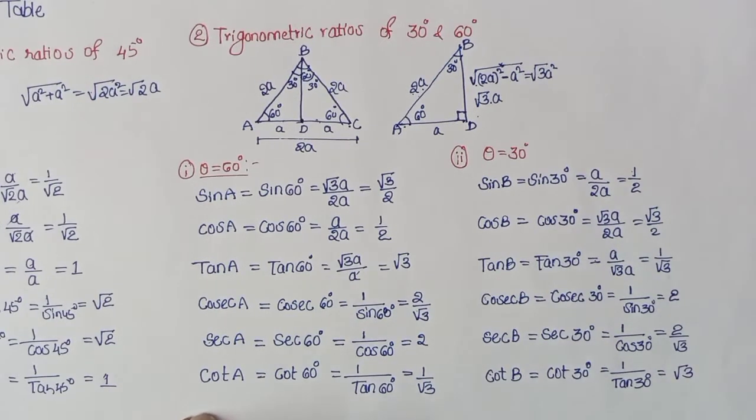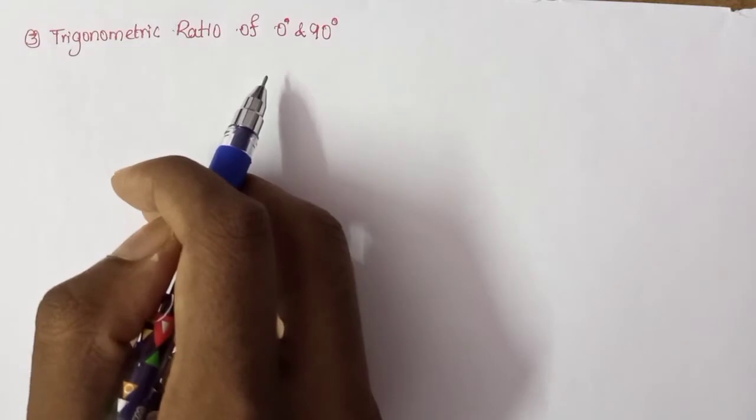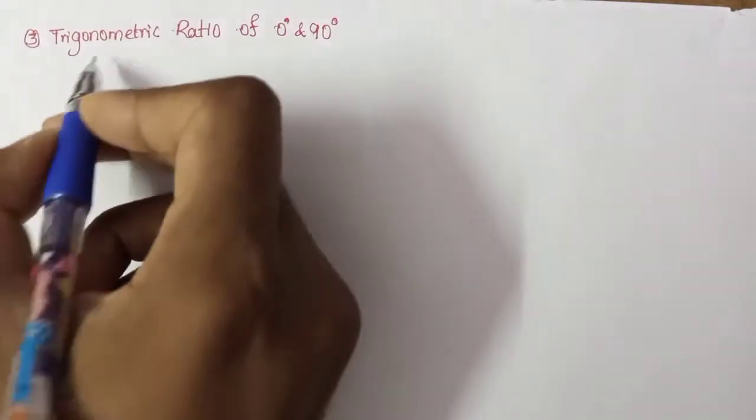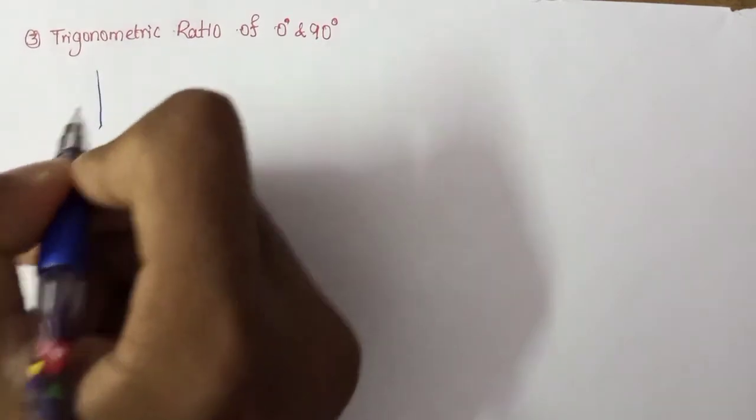And the remaining we'll see. Okay, next, trigonometric ratios of 0 and 90 degrees. In this, let us consider a right angle triangle like this.